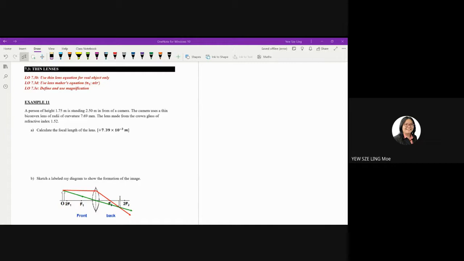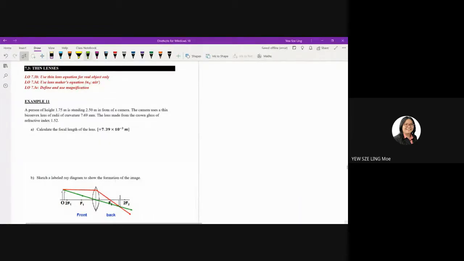Okay, now let us continue with the last subtopic in chapter 7, thin lenses. If you look at the learning outcome in your syllabus, we are going to use thin lenses for a real object only, which means, same as a mirror, we are just going to use positive U in this case. It doesn't matter where you put the object, whether on the right hand side or the left hand side, we take it as a real object, in front of the refraction of the lens.